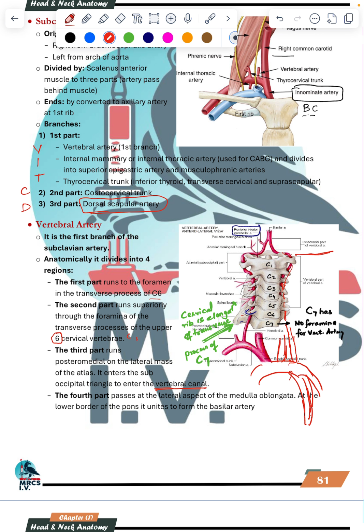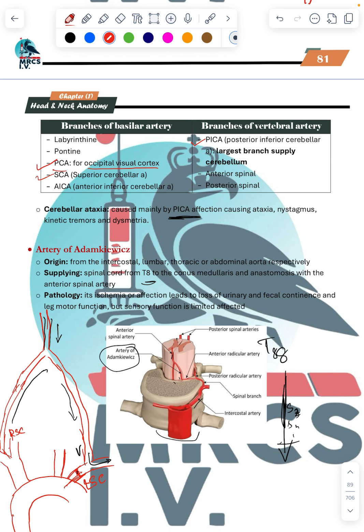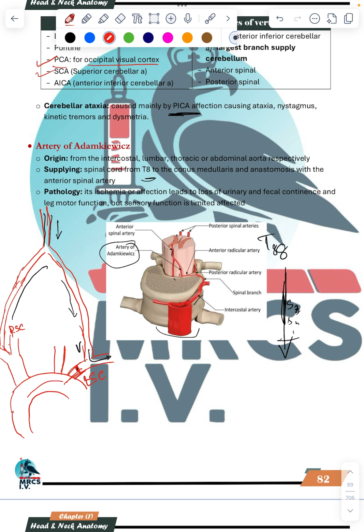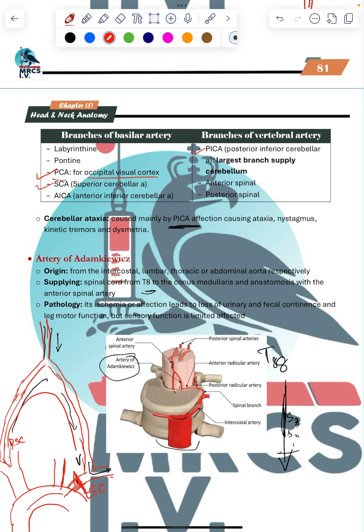So anywhere blockage here, before, the blood will be traversing like this: subclavian steal syndrome. So in this picture you can get the arch of aorta, right brachiocephalic, vertebral artery, left side subclavian. This is the common carotid. So anywhere blockage here, then what will happen? Whenever the left side hand is working, the blood will flow like this. That is subclavian steal.